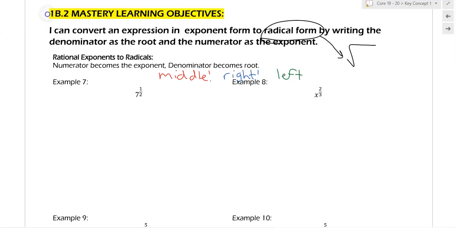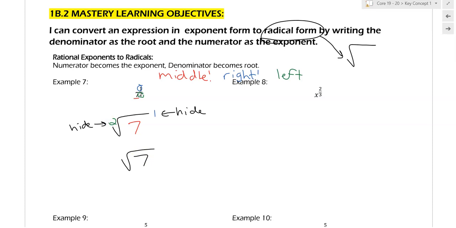So if I look at example 7, I'm switching it to radical form. The first thing I'm going to do is draw a radical symbol. Then I come to this 7 first. That 7 goes in the middle. The 1 goes on the right. And then the 2 goes on the left. So middle, right, left. Now one thing to remember is the 1 we can hide and the 2 we can hide. A 1 on this side and a 2 on this side. So this really can just be written as the square root of 7.